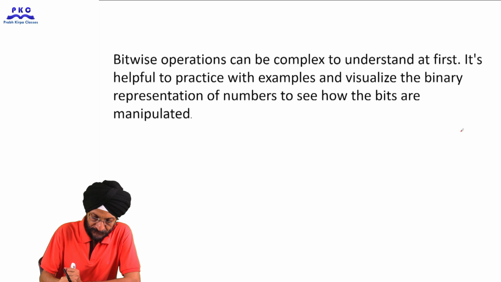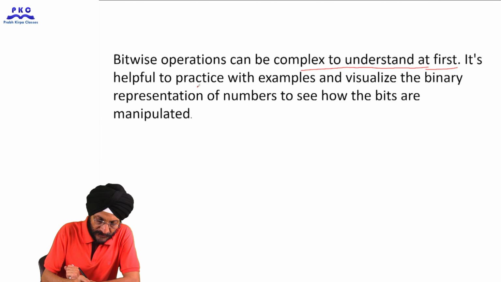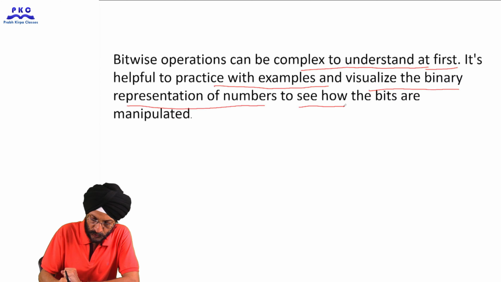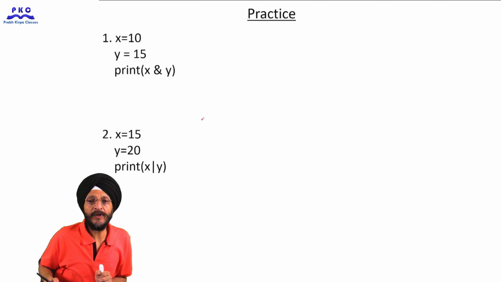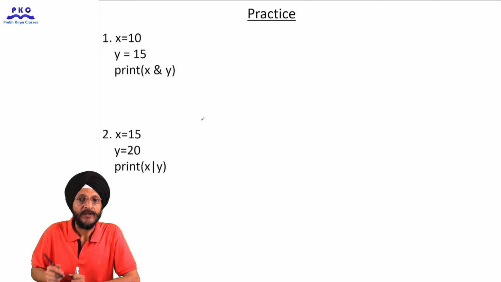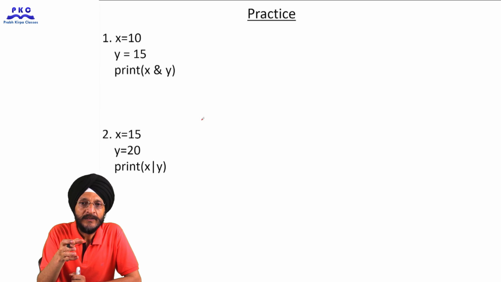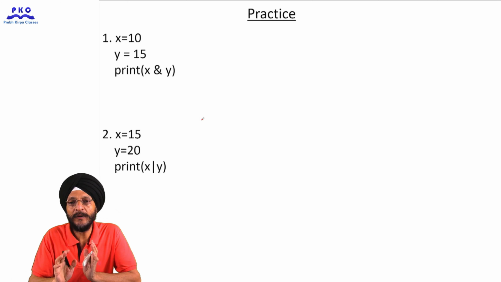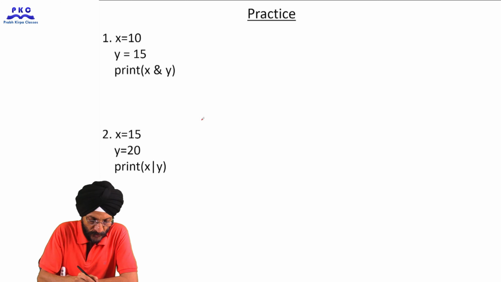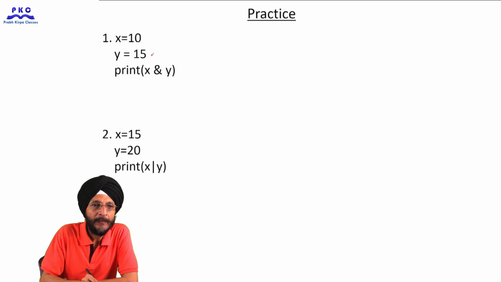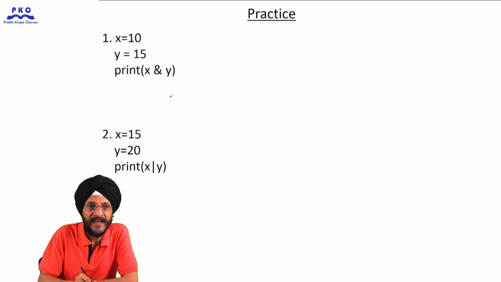Bitwise operations can be complex to understand at first. It is helpful to practice with examples and visualize the binary representation of the numbers to see how the bits are manipulated. So now we will do practice questions. You can solve them yourself. We will also solve them so that you can compare with your answers. So what is given to us? X is equal to 10, Y is equal to 15. Print X bitwise AND Y.